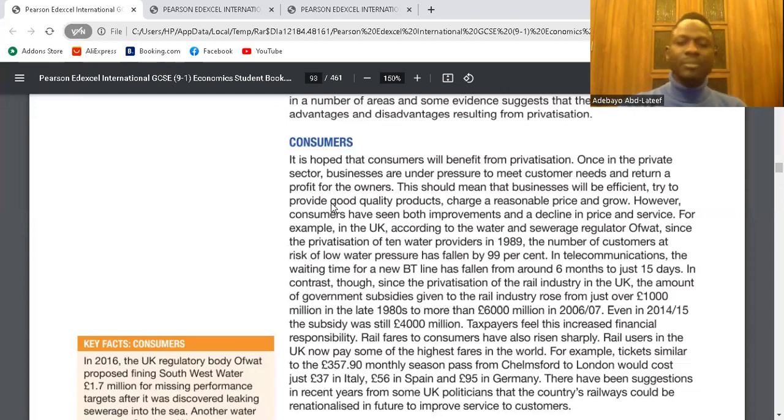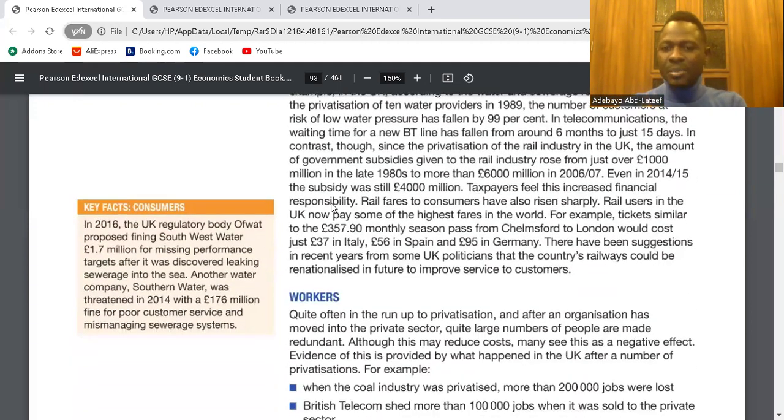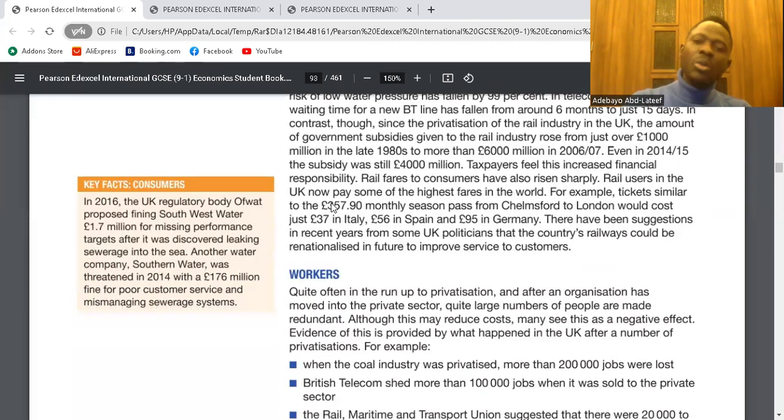But it's in the book. No, it's not there. But do you understand what I'm talking about? No, I get it. So they said this should mean okay. However, consumers have seen both improvement and decline in price and services. They made examples here anyway. But I think you understand the point anyway. No, I get it. Okay, so we'll go to workers.